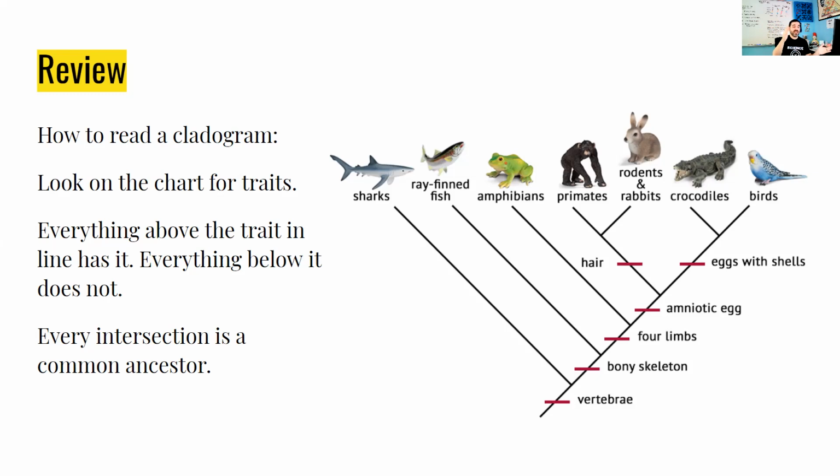If you're before that characteristic, you do not possess that trait. So eggs with shells, everything above eggs with shells would be crocodiles and birds. They have that trait. Everything below eggs with shells does not have that trait. Rodents, rabbits, primates, amphibians, ray fin fish, and sharks do not have eggs with shells. Everything below the characteristic or before it does not have it. Everything above or after will possess that trait.